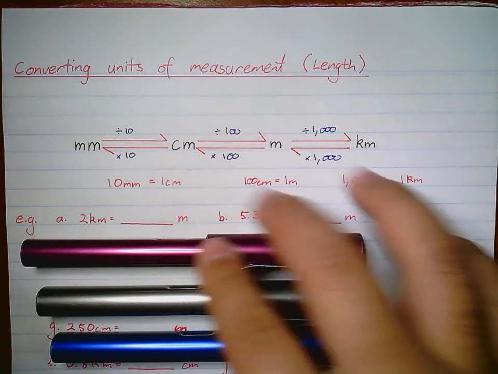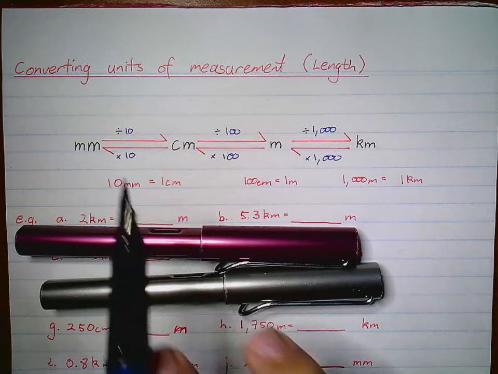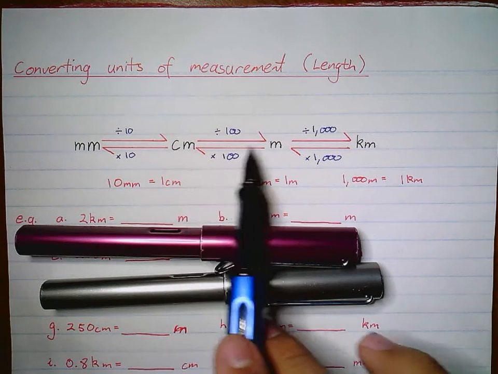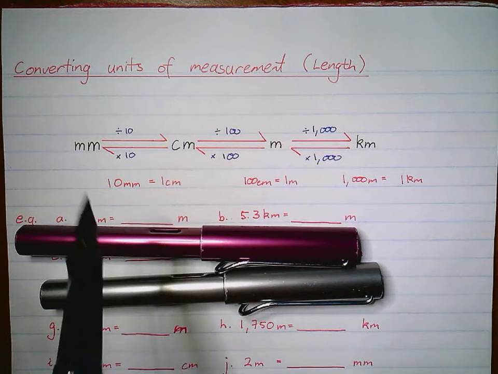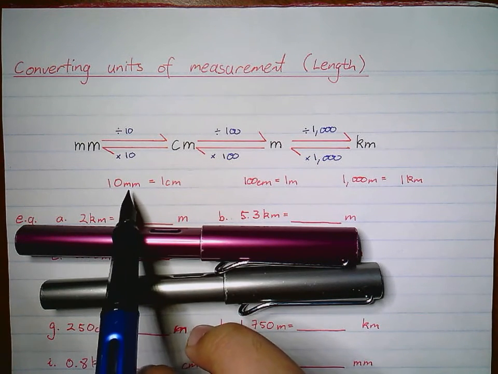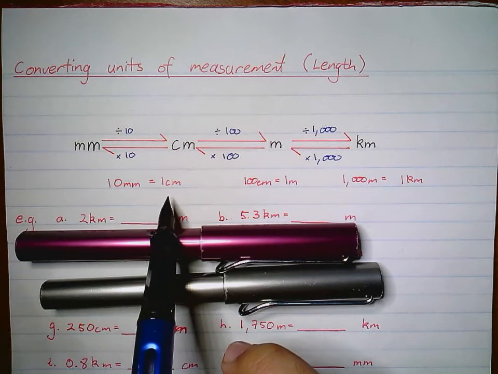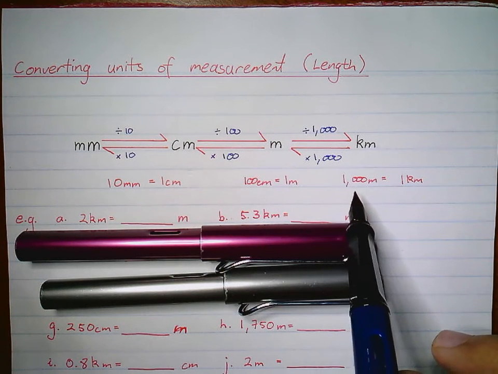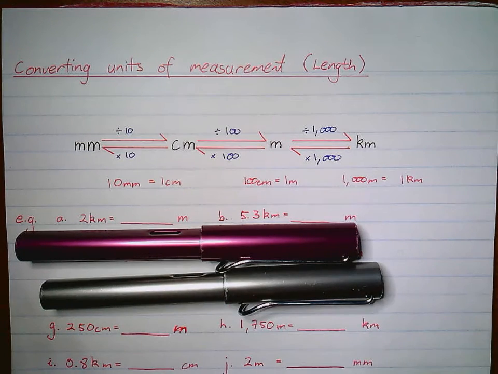This is shown in the arrows. If you take a look, this one's pointing from left to right, and also from right to left is the multiplication. And here are the conversion rates that we remember. So going from millimeters to centimeters, 10 millimeters is 1 centimeter, 100 centimeters is 1 meter, and 1,000 meters is 1 kilometer. That is just a matter of memorization.